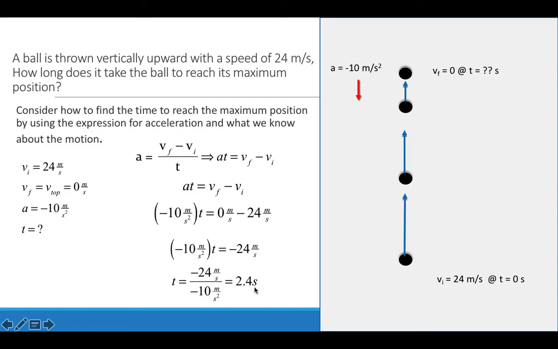So again, it's sort of what we talked about before. I just have to take my initial speed, 24, and divide by the acceleration of 10 meters per second squared, and I get the time that it takes to get to the top. So this is using the formulas rather than using the conceptual basis of looking at how the velocity changes with time.